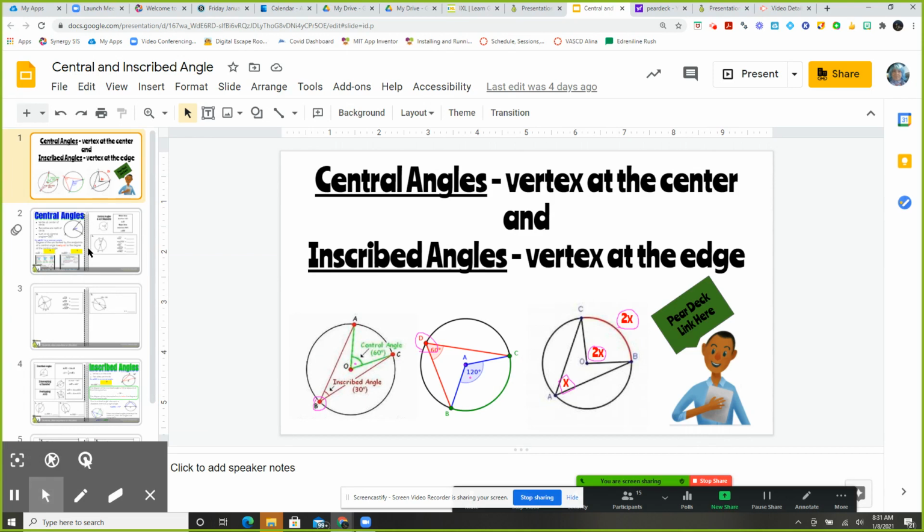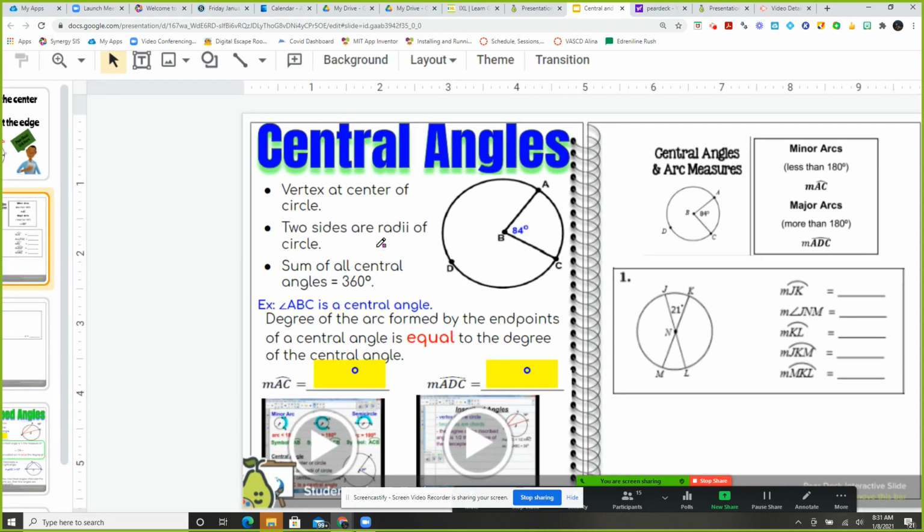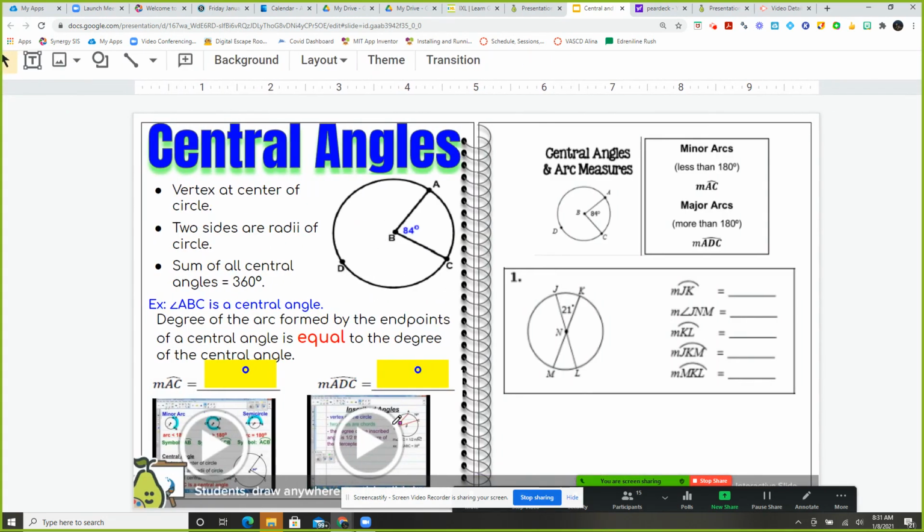So let's see what that looks like in practice. This is a page straight out of your notebook, and then I added a little bit to it. In the Pear Deck, you can't watch these videos, but in your Circles notebook, if you want to, you can go back and watch these videos. If I know that B is my central angle, it's 84, then arc AC is also 84. And I want you to write that on your Pear Deck.